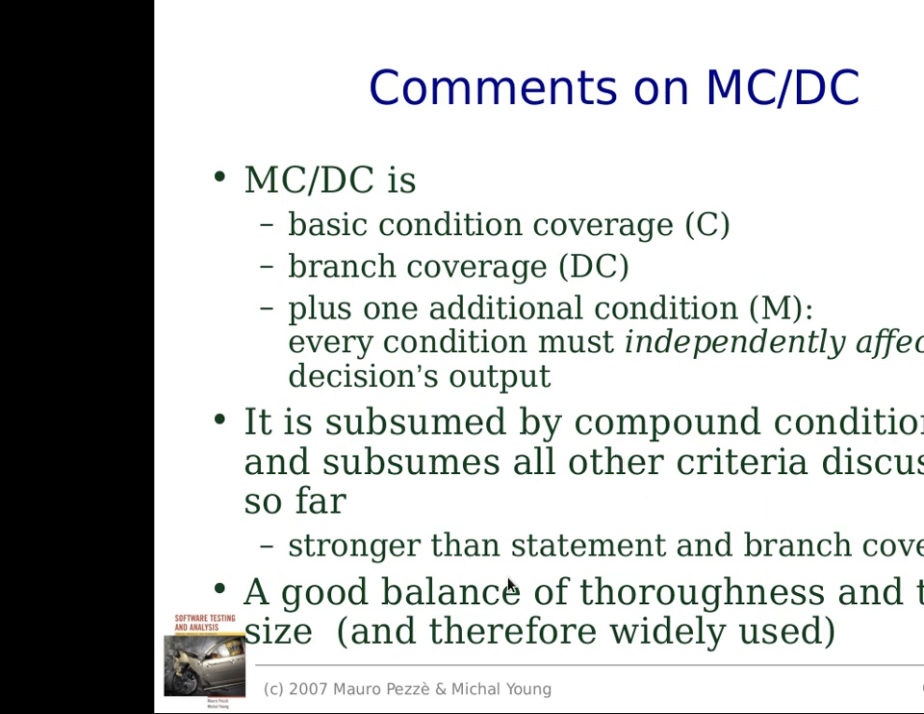It is subsumed by the compound conditions, right? So it's stronger than compound and branch coverage in a way. And this is a good way to do at least the condition testing.